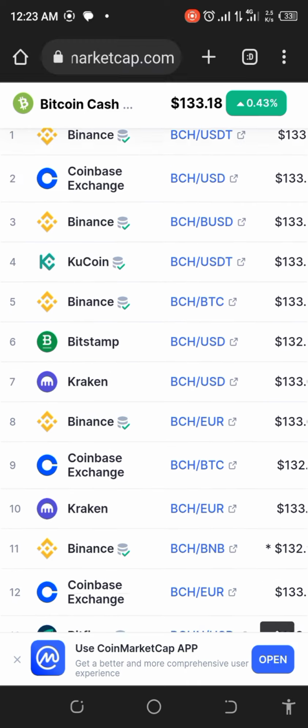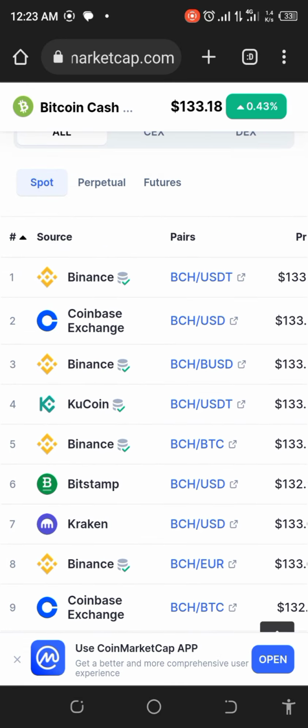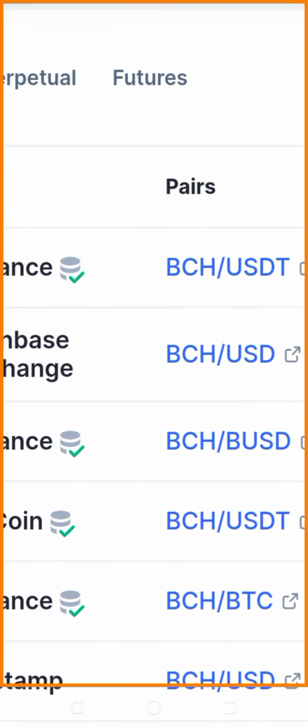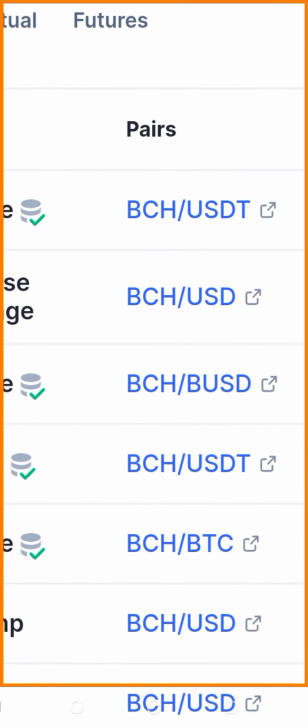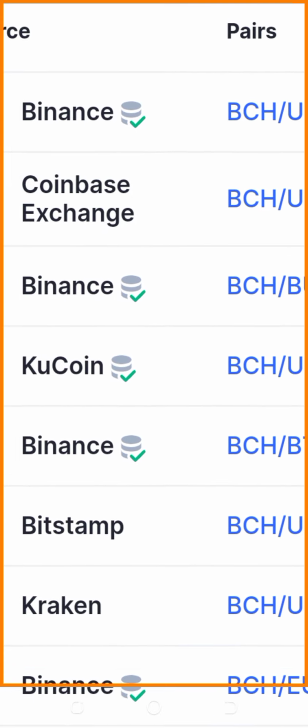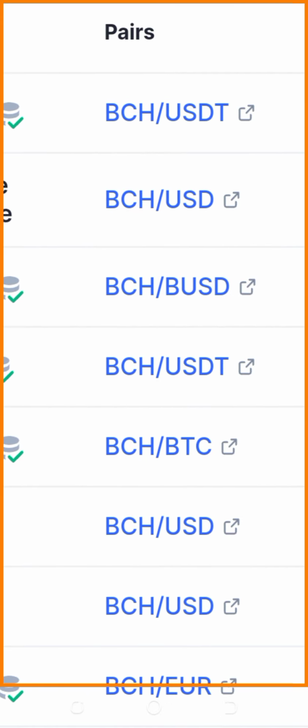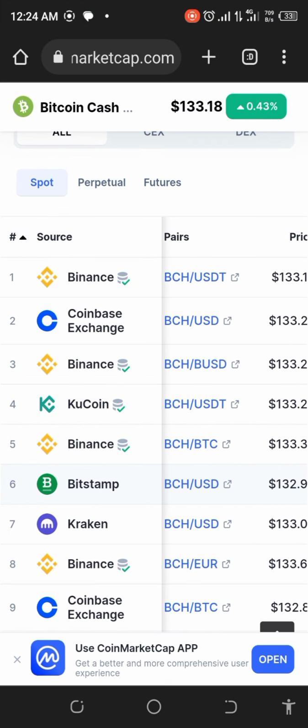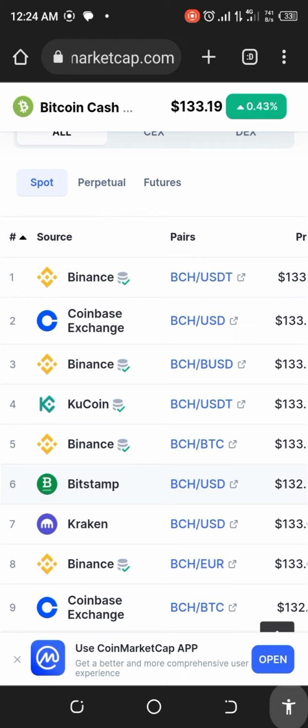Look at this now. We have Binance, Binance, Binance, and you can see the different types. We have BCH USDT, we have BCH BUSD, and we have another one here, BCH BTC. Now, let's take a look at those three. You can actually do a triangular arbitrage with that.